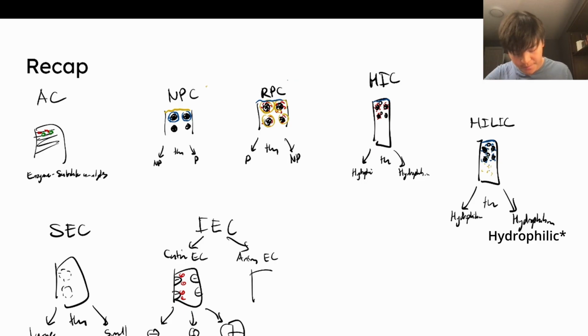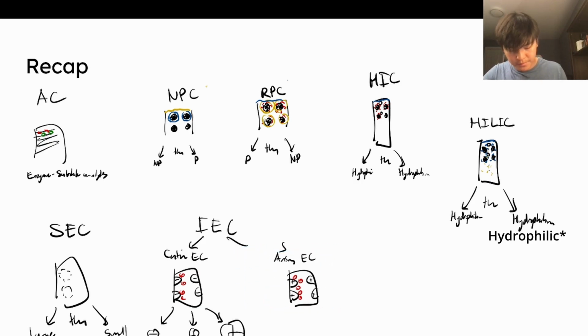Our anion exchange chromatography had positive beads with anions on these beads, right? And what left first? Let me just move this over here. What left first are positive proteins, right? Positive proteins didn't want to mingle in there. They left first, and then our negative proteins, and then our very negative proteins, right? Increasing negative, increasing positive over here, right?